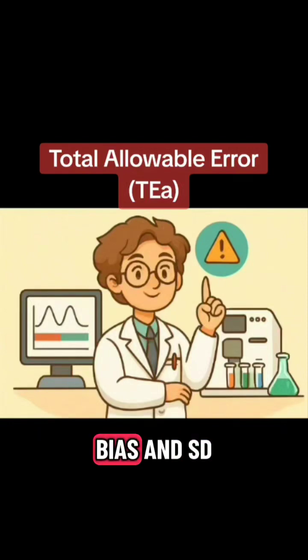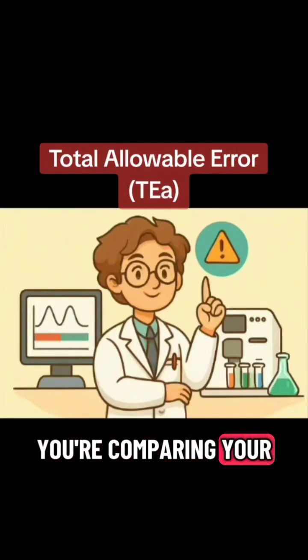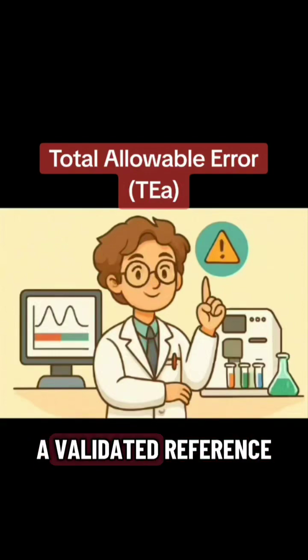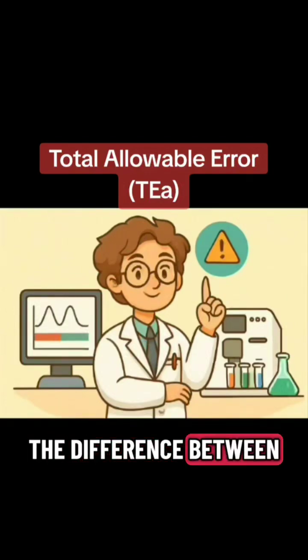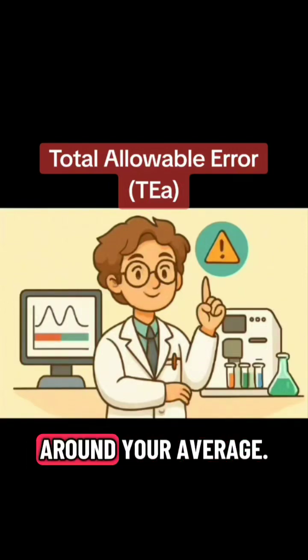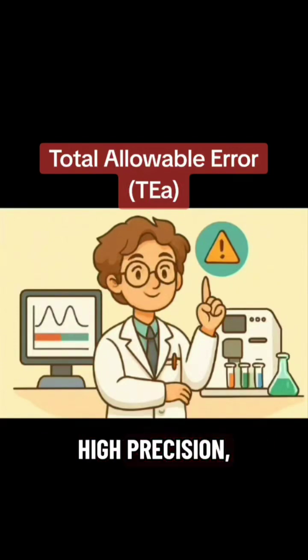Exactly. Bias and SD. So for bias, you're comparing your new method against some kind of gold standard. A highly stable reference material, or a validated reference method, yes. That difference between your average and the true value, that's your bias, your systematic error. And the SD is just the spread of your own results. It's the scatter around your average. You're looking for high precision, which means a low SD.